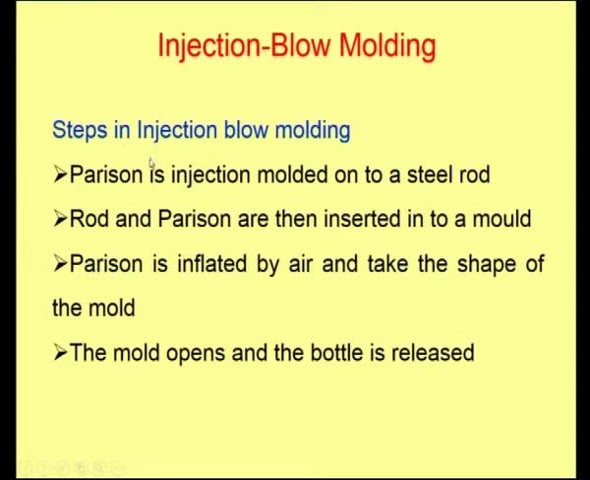In extrusion blow molding, the parison is formed and then inserted in the mold, whereas here the parison is actually injection molded onto a steel rod. Now, the rod and parison are then inserted into a mold. Then the parison is inflated by air. This step is as usual. As it is inflated, it will take the shape of the mold. Finally, the mold opens and the bottle is released.